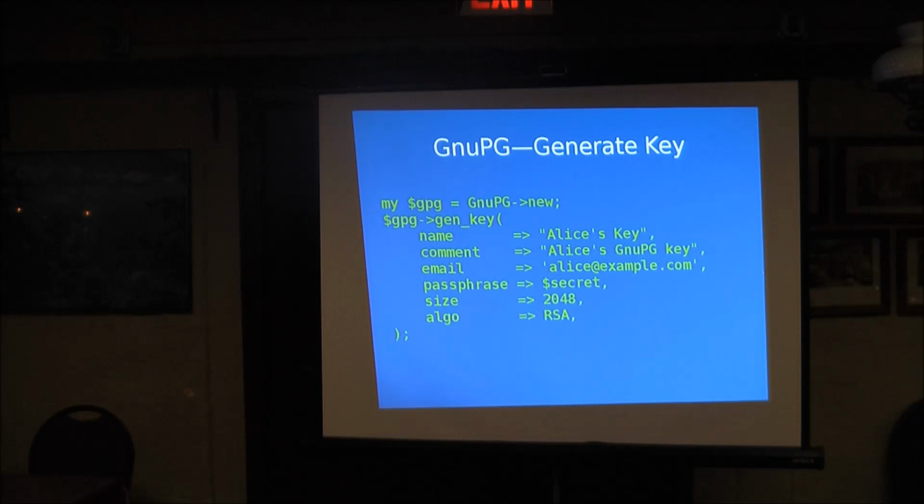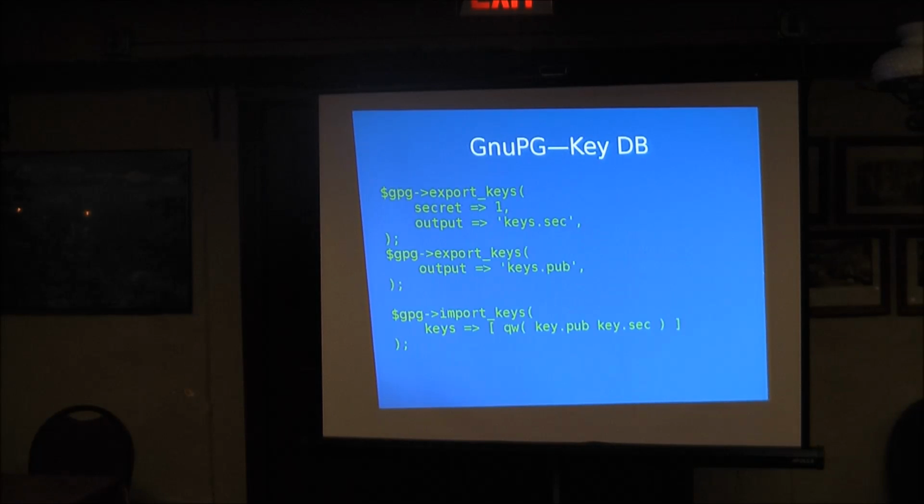So in this one, we're just going to generate a key, and we're just going to call it Alice's key, and we're going to associate Alice's email address with it. The passphrase will encrypt the key with a block cipher, so that passphrase is going to get used to encrypt the private key itself, and you'll need that passphrase again when you go to decrypt anything. And then just tell it we're going to use RSA as the algorithm.